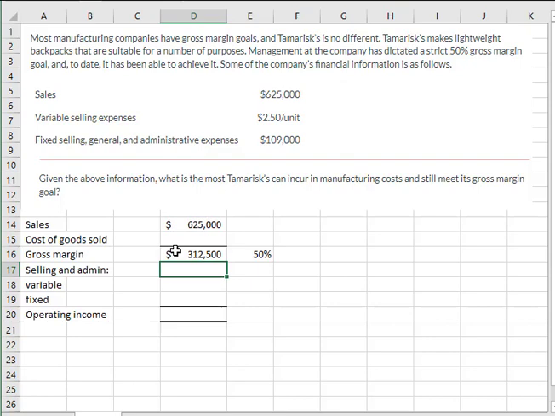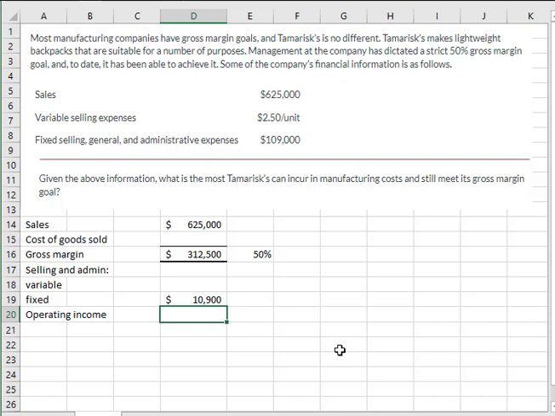Okay. And then they tell you variable selling, but we don't know units, so you really can't do anything with it because they don't give us sales price, so we can't figure out units. And they do give us fixed selling administrative, and then they don't give us profits.